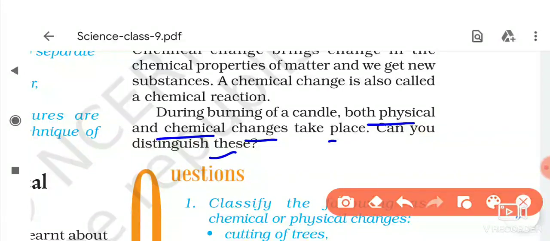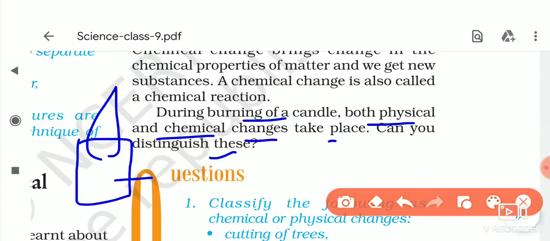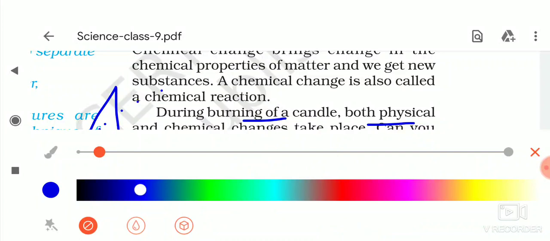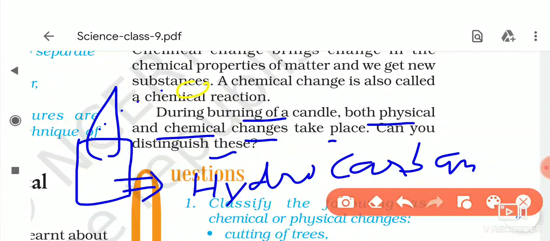For example, burning of a candle. This is a candle, and the candle is a hydrocarbon. When we burn it, carbon dioxide gas is produced. It means a different substance is formed. The properties of hydrocarbon and carbon dioxide are different. That's why burning of a candle is called a chemical change.